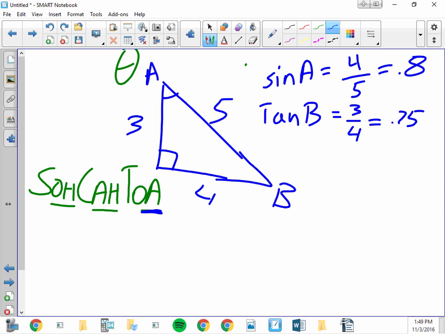Okay. What about the cosine of B? If you look at angle B, cosine is A over H. What is the adjacent side for angle B? 4. And the hypotenuse for angle B would be 5. That looks familiar. Why is the sine of A equal to the cosine of B?